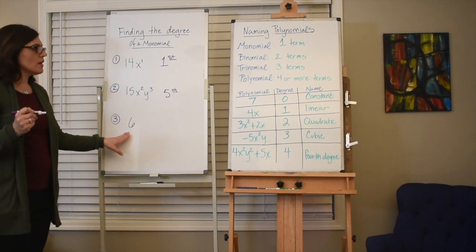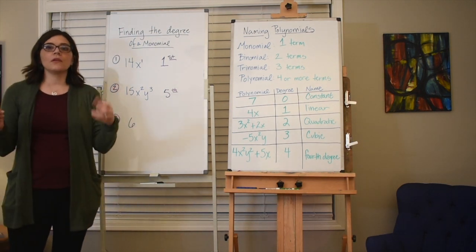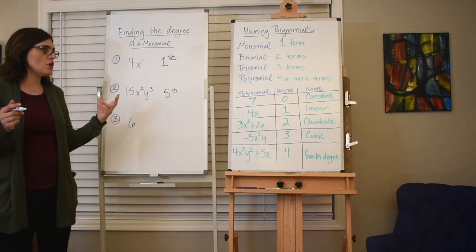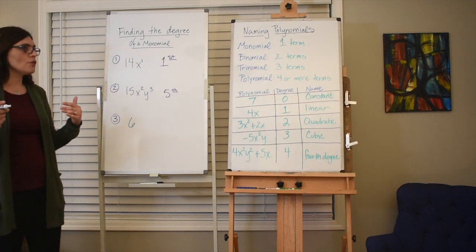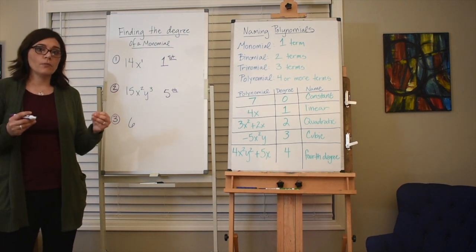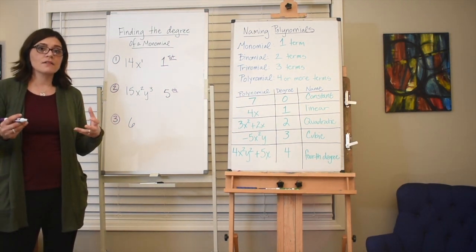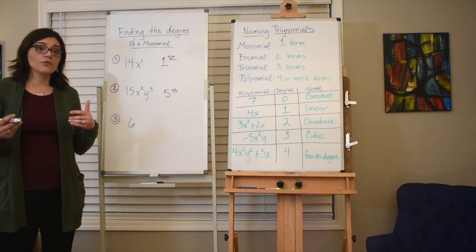Now I wrote this here, and if you look at the chart, you know that this is a 0 degree, but I want to explain why. I don't want you to just know that that's a 0 degree expression. And if you look at your notes, it said that to find the degree of a polynomial expression, it is the highest exponent of the variable terms.